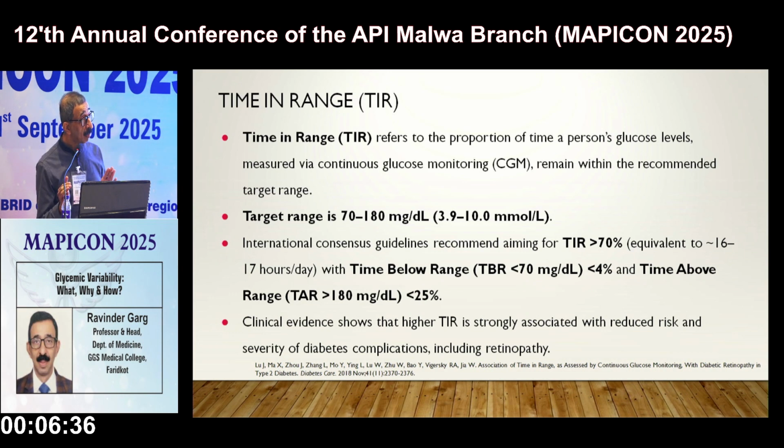But time below range is also important. If the sugar is less than 70, that is also harmful, right? This should be less than 4%. Less than 4% of the time during the day, your sugar should be less than 70. And above 180, we call it time above range. That should be less than 25%. So these three things are very important: time in range, time below range, and time above range.